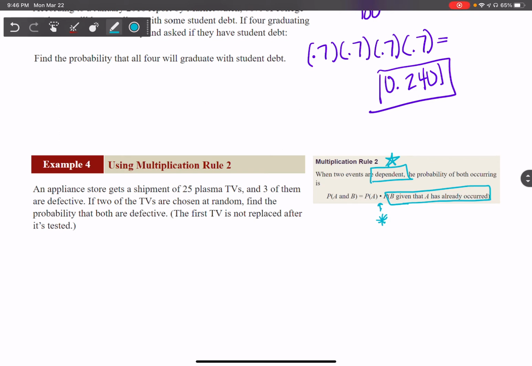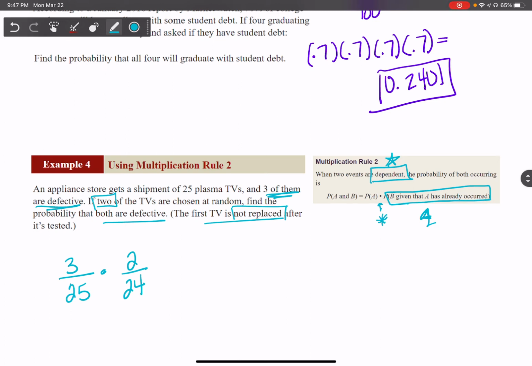Our first example says an appliance store gets a shipment of 25 plasma TVs. 3 of them are defective. If 2 of the TVs are chosen at random, find the probability that both are defective. Remember, the first TV is not replaced after it is tested. Not replaced lets us know that we are going to use this formula. The probability of A will be just 3 out of 25, that's how many defective TVs we have, times the probability of B, given that A has already occurred. Well, if we started with 3 out of 25, then now we only have 2 options out of 24.